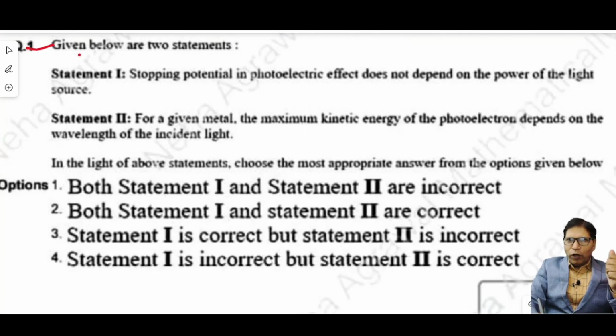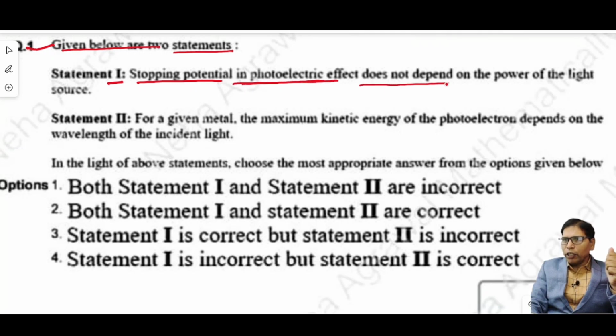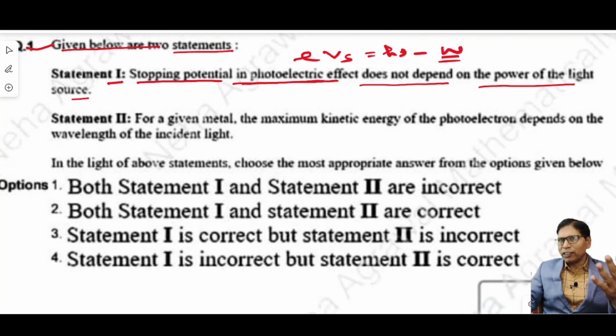Now, question number one. Given below are two statements. Statement one: the stopping potential in photoelectric effect does not depend on power of light source. The stopping potential only depends on the frequency of radiation and nature of metal surface, that is the work function. So this is the false statement.